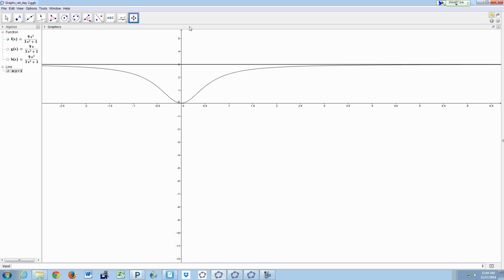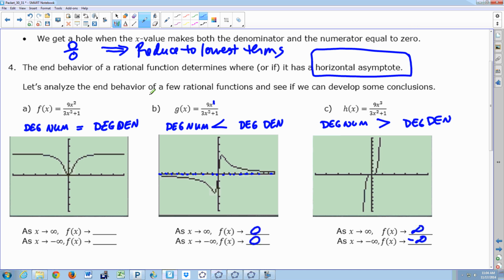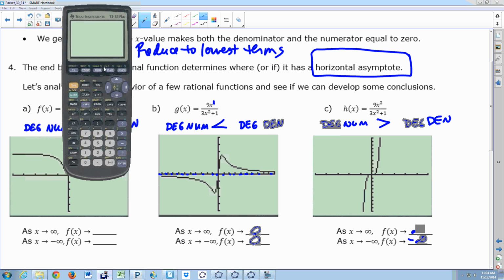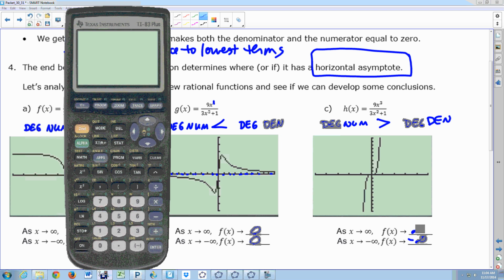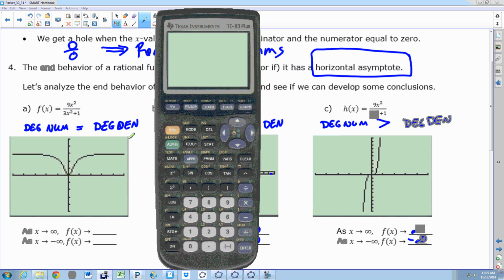Let's take a picture of this. Well, you have a picture. How do I get this horizontal asymptote of 3 here? Let's look at this function, 9x squared over 3x squared plus 1. Let's throw this real quick into our calculator. And I want you to see how little effect this little baby plus 1 has on this function.